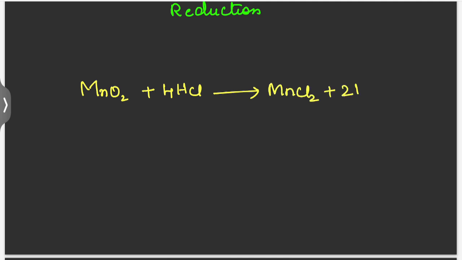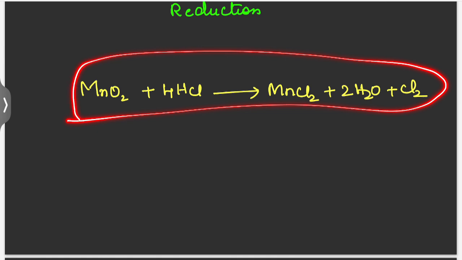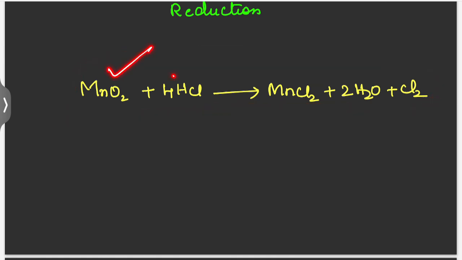Let us take one more example here: MnO2 plus 4 HCl gives MnCl2 plus 2 H2O plus Cl2. Now how to compare? Students often get confused here. There are two reactants and you can see there are three products formed. So how are we going to compare here? I'll show you the comparison.